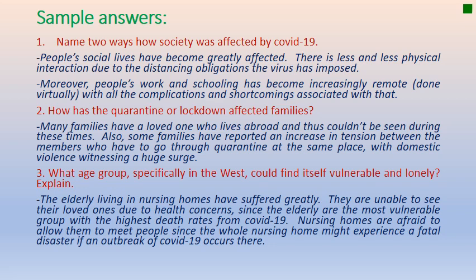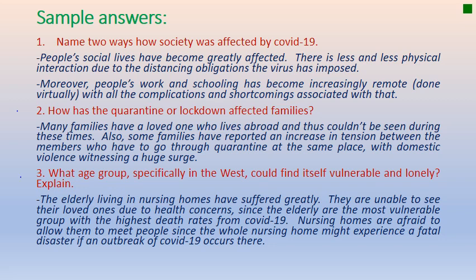Number 2, how has the quarantine or lockdown affected families? Of course, many families have a loved one who lives abroad and thus couldn't be seen during these times. Also, some families have reported an increase in tension between family members who are going through quarantine at the same place for long hours and long days. And so there has been an increase in domestic violence. This is another way lockdown has affected families.